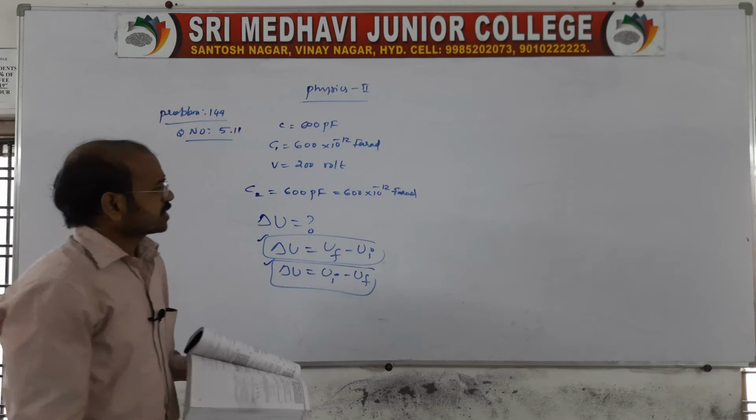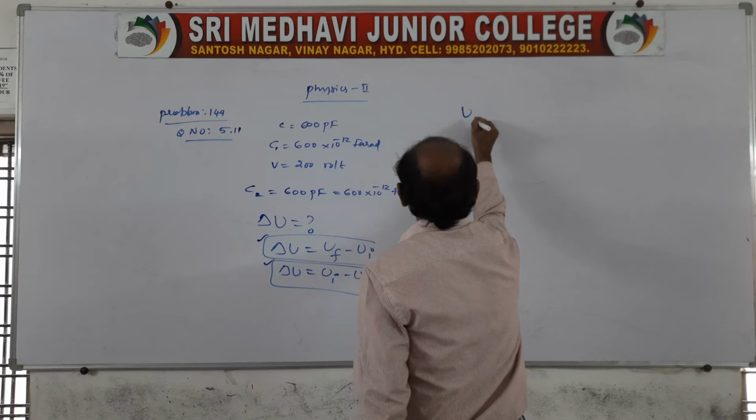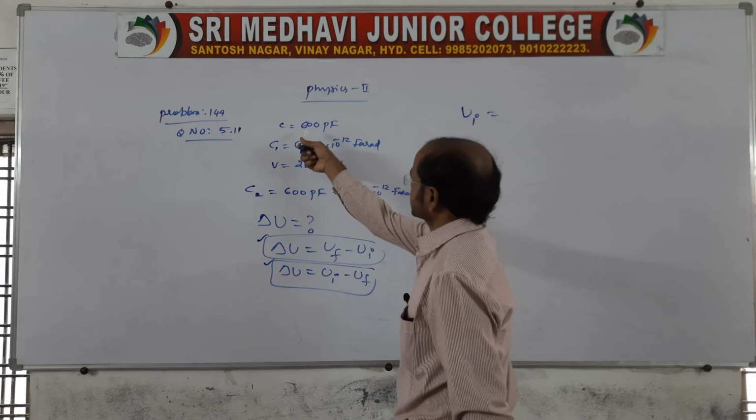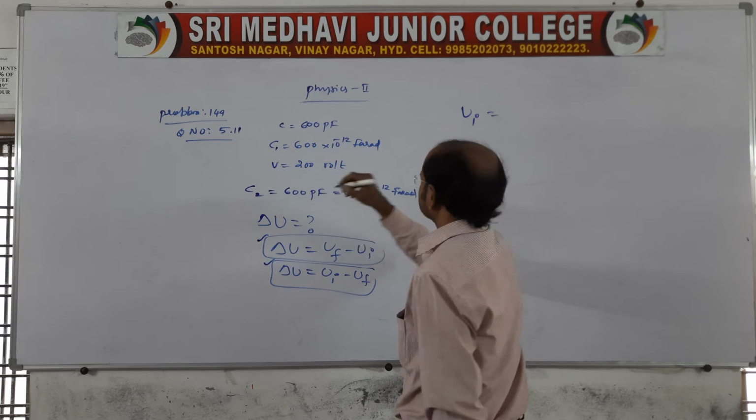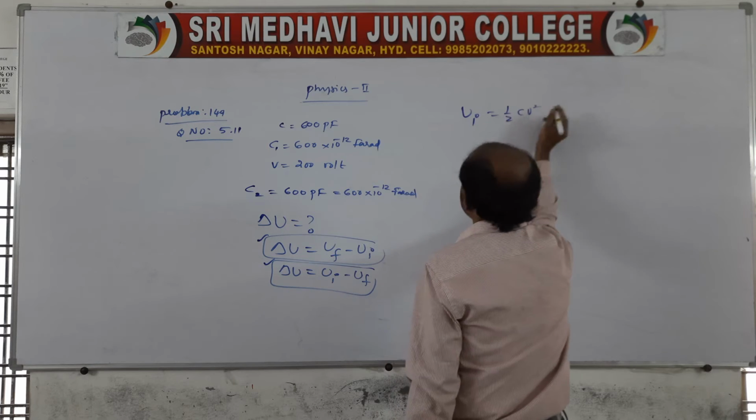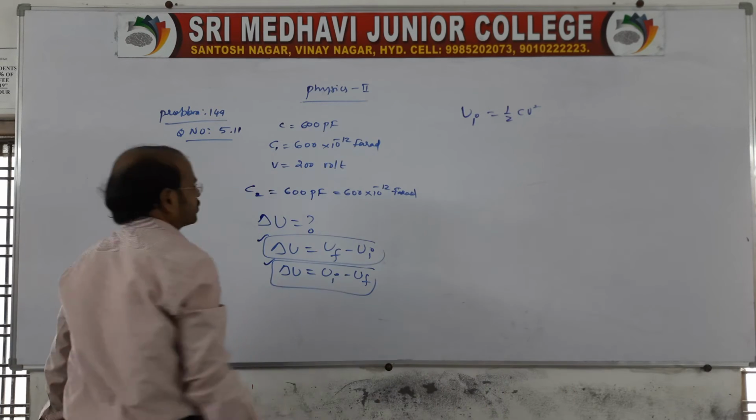Here, first, I want to tell you the case without disconnecting. First, the 600 pF capacitor is connected to the 200 V supply. So there is a relation, C V square directly, because C is there, V is there, that's all.